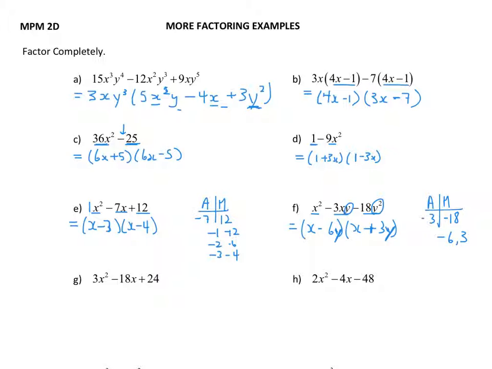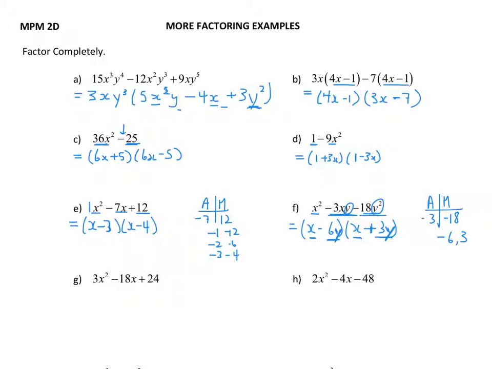So if we expand that, we get x times x is x squared. The x times the 3y is a +3xy. The -6 times the x is -6xy. So a -6xy plus 3xy would be the -3xy in the middle. And then -6y times +3y is the -18y squared here.